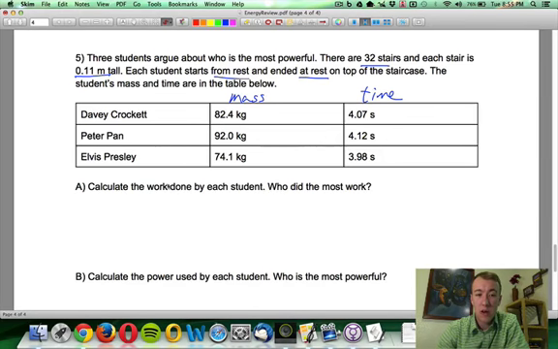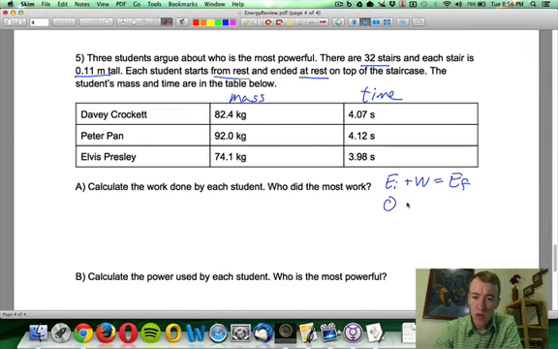But first I want to calculate the work done by each student. Who did the most work? There are 2 ways to find work. One of them is force times distance. It doesn't mention anything about force. The other one is conservation of energy. If we're adding energy to the system, we've got our initial energy plus the work, the energy that we're adding, that's going to equal the final energy.